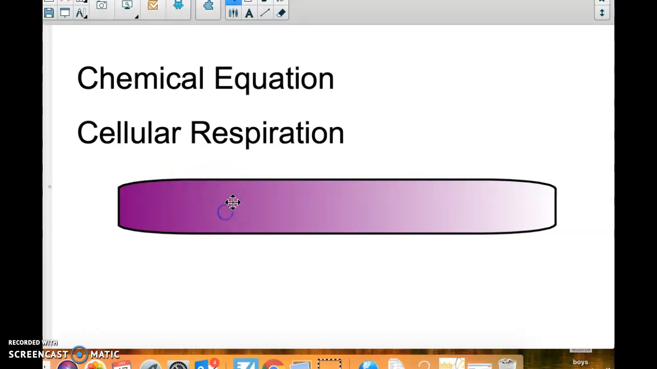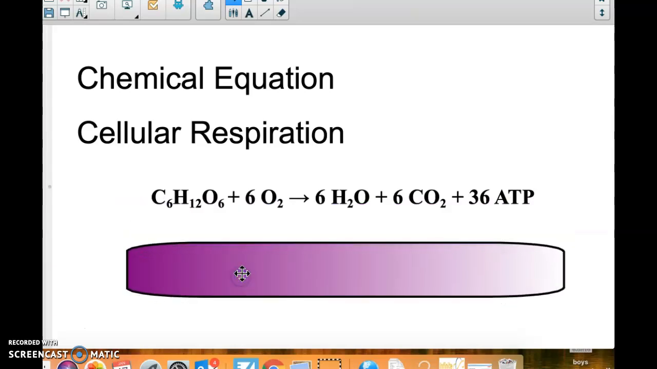So cellular respiration has a chemical equation you need to know, and it takes the reactants, so anything on the left side of the arrow is called the reactant. So glucose, which is C6H12O6, and oxygen, 6 oxygen molecules are needed for cellular respiration to work.